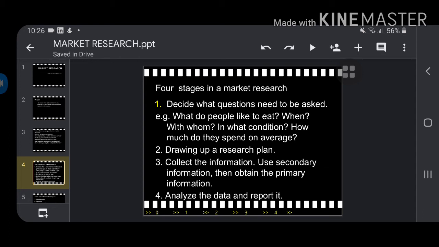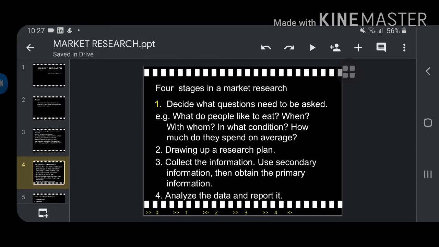So these are the questions that you can ask in your market research. And then the second one, you draw up a research plan, because market research is actually a research, and that's why you need to draw up a market research plan. The third one is collecting the information. You can use the secondary information.